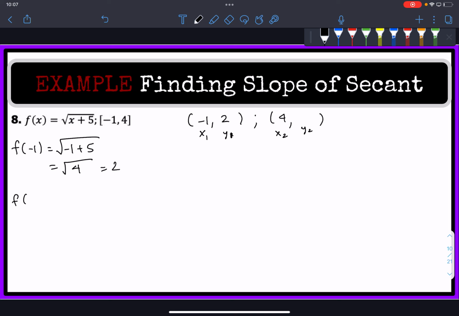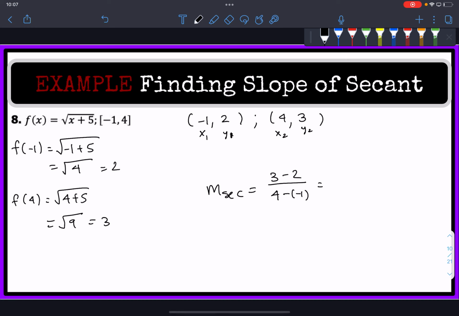Let's now plug in 4, and we would add again the 4 and the 5, which is 9, and the square root of 9 is 3. So the slope of our secant would be 3 minus 2 divided by 4 minus negative 1. And 3 minus 2 is equal to 1. 4 minus negative 1 is equal to 5. So we have the fraction 1 over 5, or the decimal equivalent of 0.2. And again, you can leave your answer as a fraction or give it to me as a decimal. Either one would work.